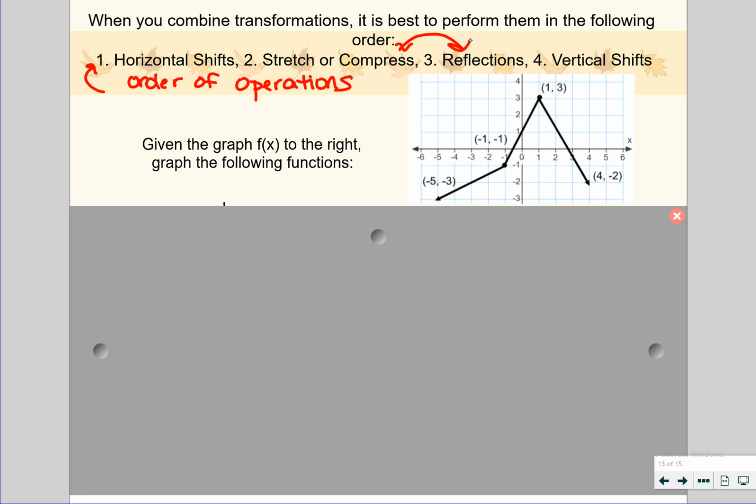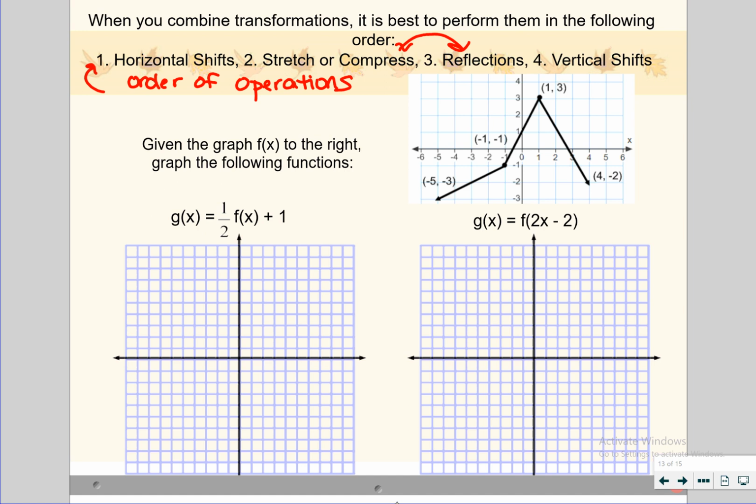All right, so what we're going to do is we're going to take that function and we're going to transform it. And you need to be able to look at the notation and kind of read it. So f of x is our original function, and there's things that have happened to it. There's a 1/2 on the outside and a +1 on the outside. What does a 1/2 multiplied on the outside do? Shrink how? It's a vertical shrink by 1/2, okay? And then the +1 does what at the end?